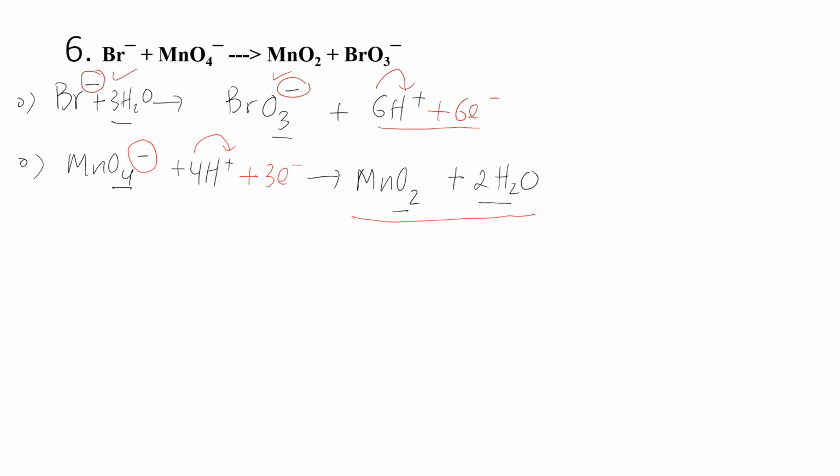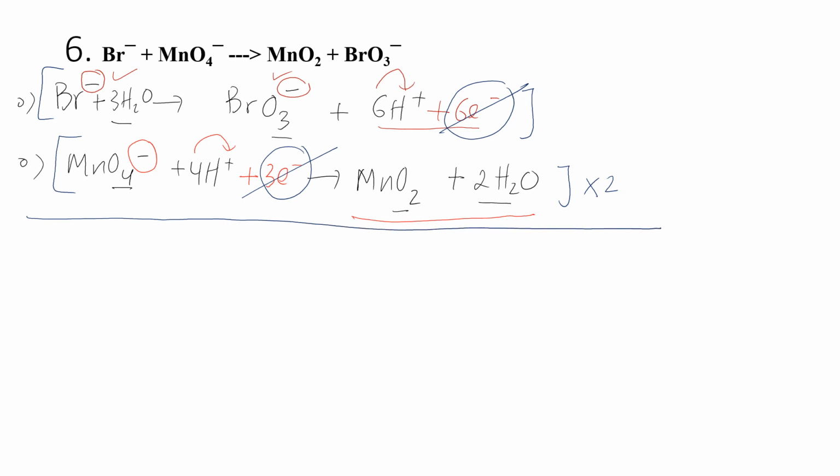Then we balance the number of electrons. So here you have 6 electrons. Here you have only 3. So times 2 becomes 6. And cancel out the 6 electron, and then we join the two parts.